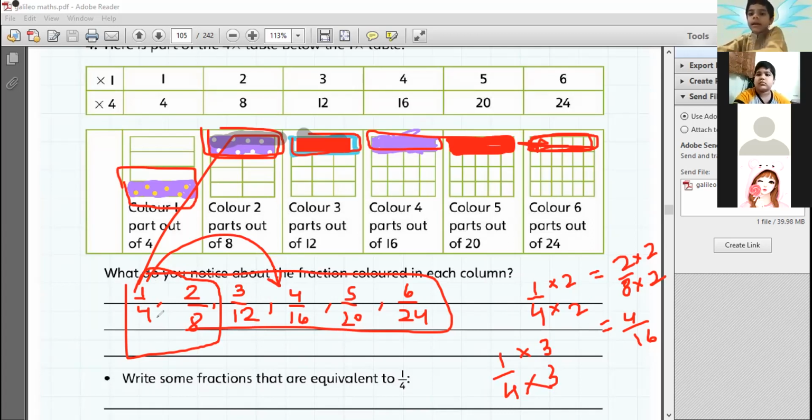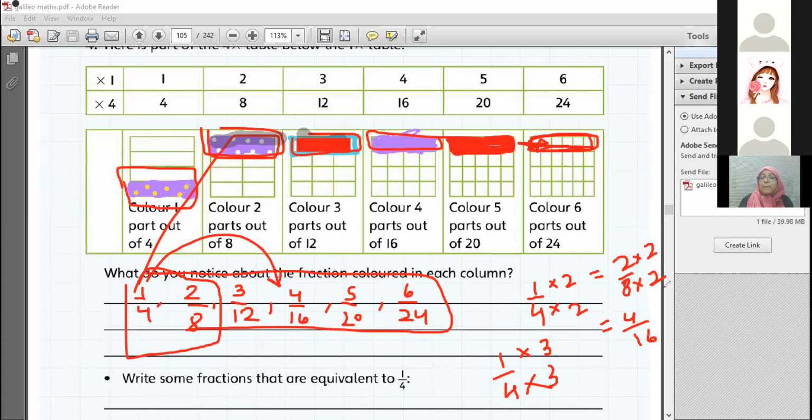4 by 16. Now multiply this fraction by 5. What do you get? 5 by 20. By 6, 6 by 24. Are you understanding how you are getting equivalent fractions? Yes, they are just using other numbers.